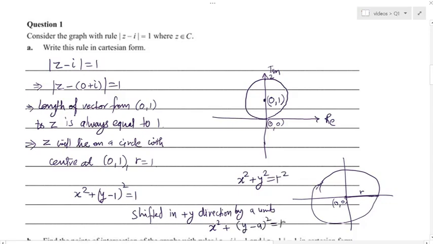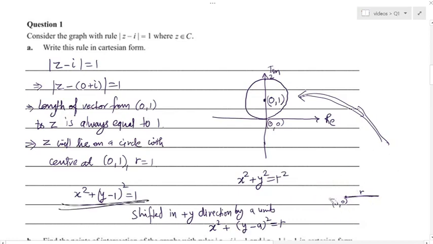If you keep this in mind, you will not have any trouble finding the equation of this circle. This circle is nothing but the circle x square plus y square equals 1, moved one step in the positive y direction. So you replace y with y minus 1, and that is your answer. You don't need to write all these things, I just explained it, so I'll rub that out.